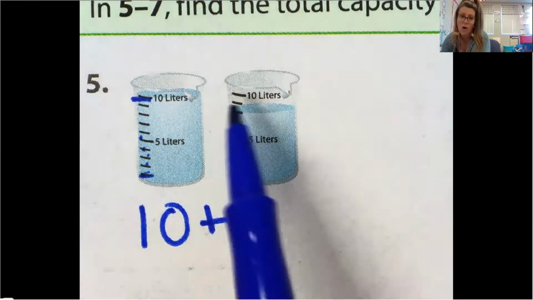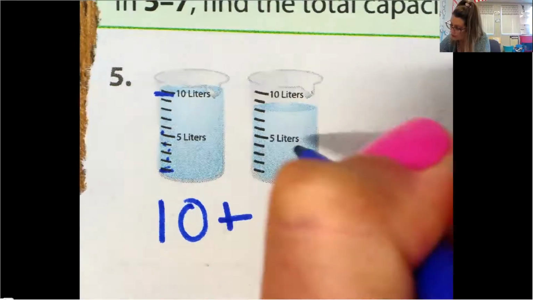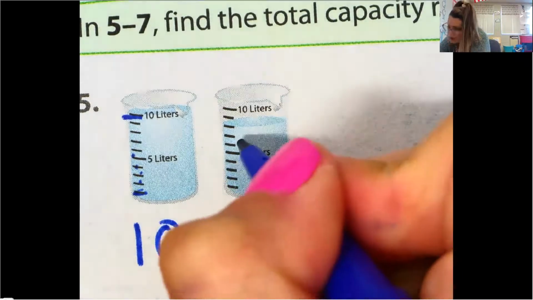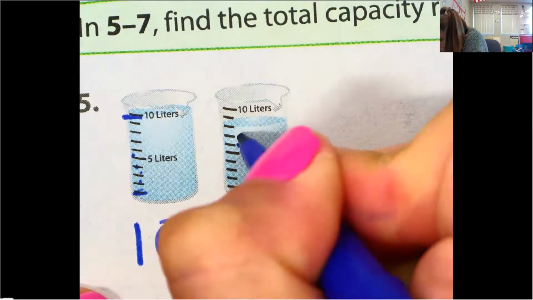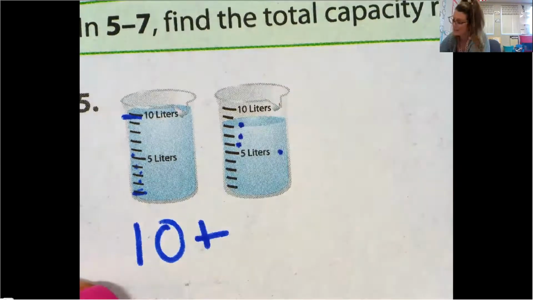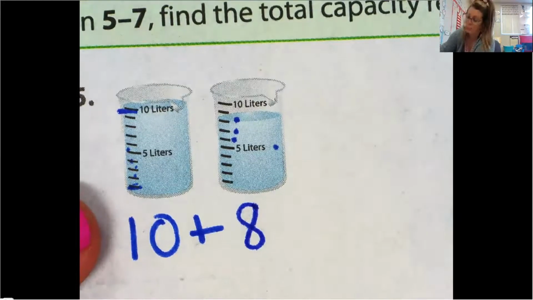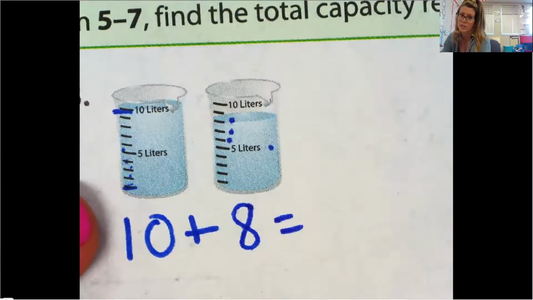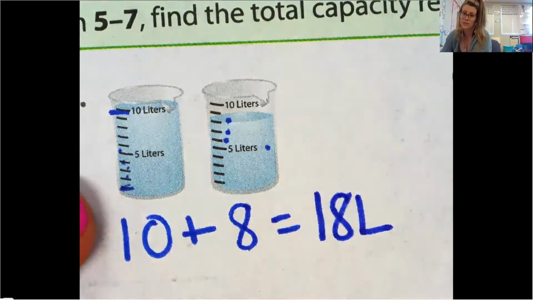But then if we look here, we're going to have to do some counting. It's not all the way up to the 10, but it's past the 5. So we can start where it kind of gives us our number. We're at 5, and then let's keep counting. We've got 6, 7, 8. So 10 plus 8, which you should be able to add quickly. Go ahead and write it down. How many liters are these 2 cups? 18 liters.